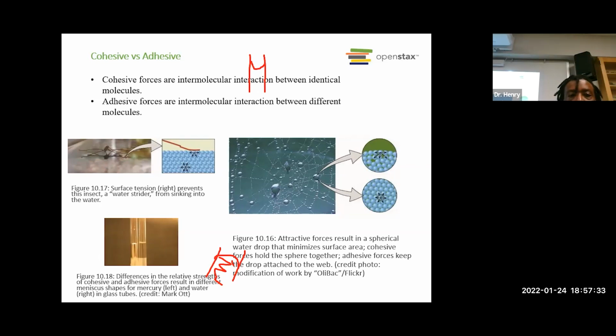Okay, so we've already talked about cohesive versus adhesive, right? So we know the difference between cohesive. Cohesive means they're identical, and adhesive means they're different. Okay, so here this guy is called a water spider. It actually just glides on the surface of water, right?